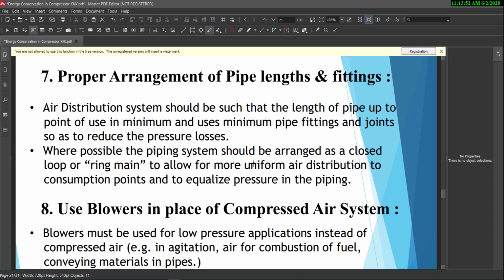The proper arrangement of pipe length and fittings is one of the major parts of a compressor system, in order to minimize the pressure loss.